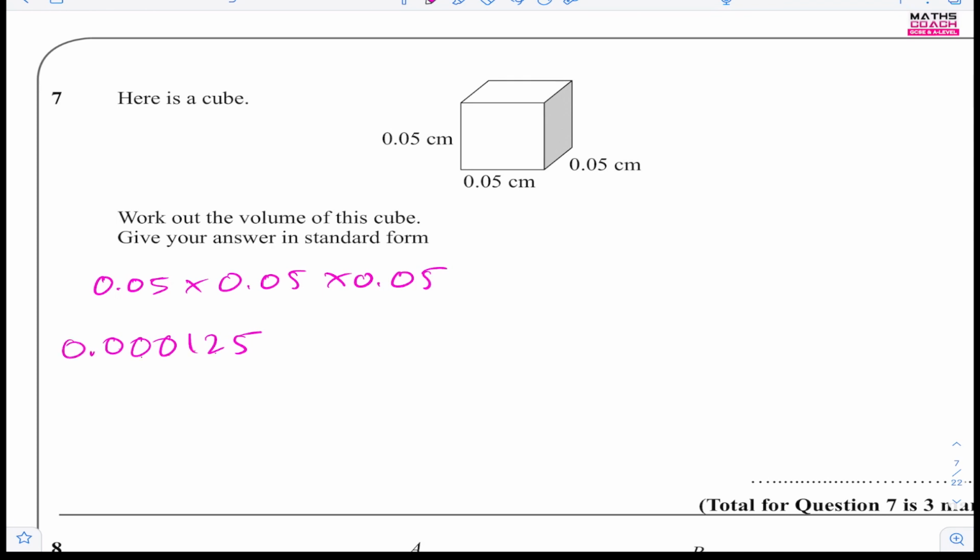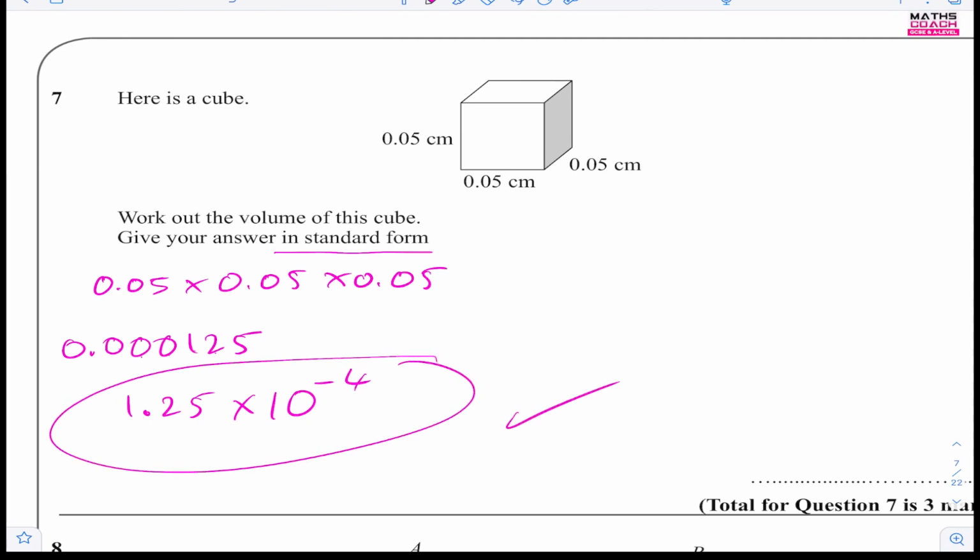So now we just have to write this in standard form. So therefore the 1 needs to come over here, and that takes 1, 2, 3, 4 steps. So it's going to be 1.25 times 10 to the power of, remember it was a small number, so it's going to be a negative, minus 4. So this is your final answer.